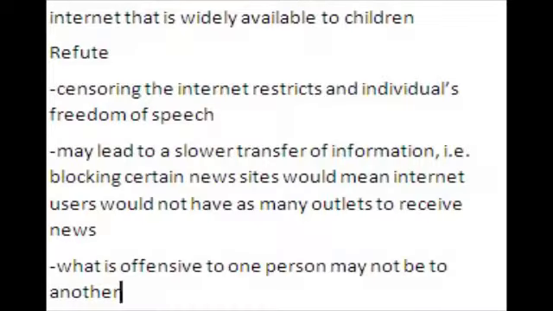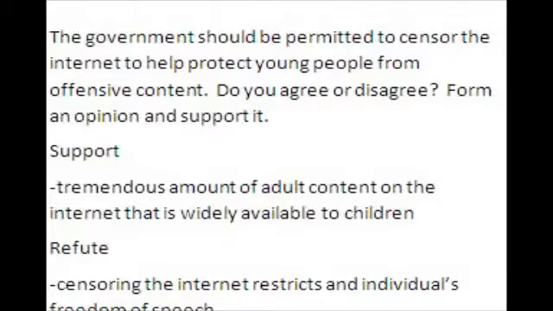So as step 3 of our argument essay thesis writing steps tells us, at this point we want to decide on what style of essay to write, and I think it's easy to see that to write a refuting essay would be much easier. So now we know we're going to write a refuting essay. What we need to do now is actually write the thesis. The thesis needs to be written as an exact response to the essay question. So this essay question reads, the government should be permitted to censor the internet to help protect young people from offensive content. Do you agree or disagree? Form an opinion and support it.